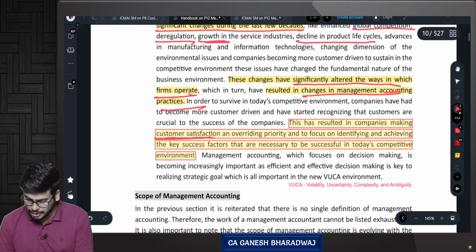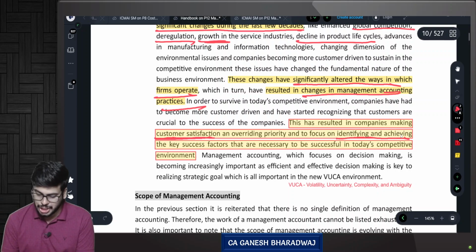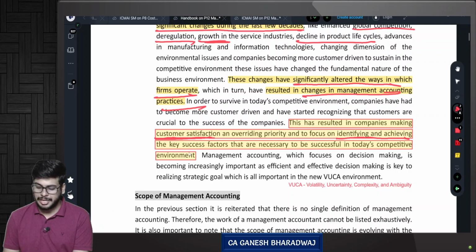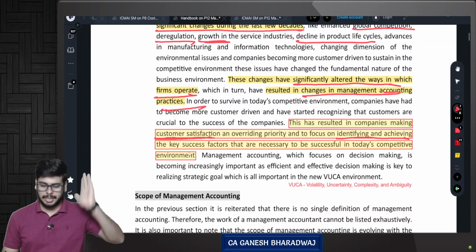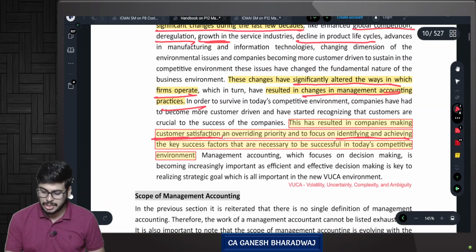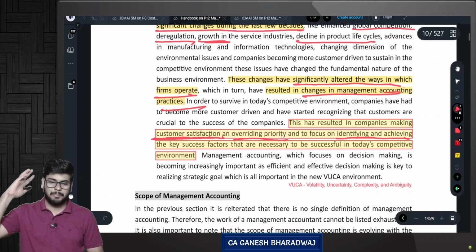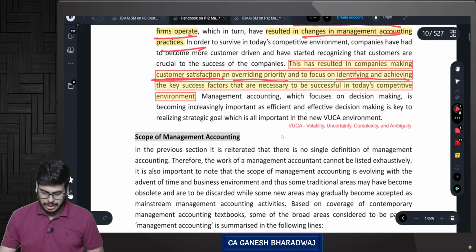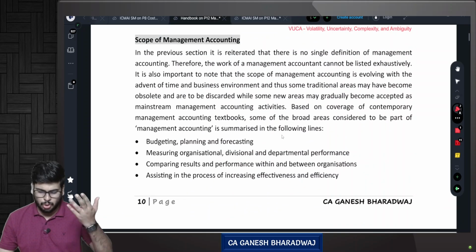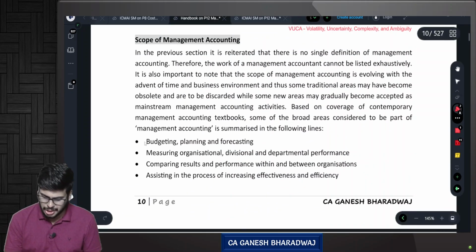So this has resulted in companies making customer satisfaction an overriding priority and focusing on identifying and achieving the key success factors necessary to be successful in today's competitive environment. Basically, right now it all boils down to this. I told you, the customer is the king. Customer satisfaction is the overriding, topmost priority of any business. Clear with this? Fine.